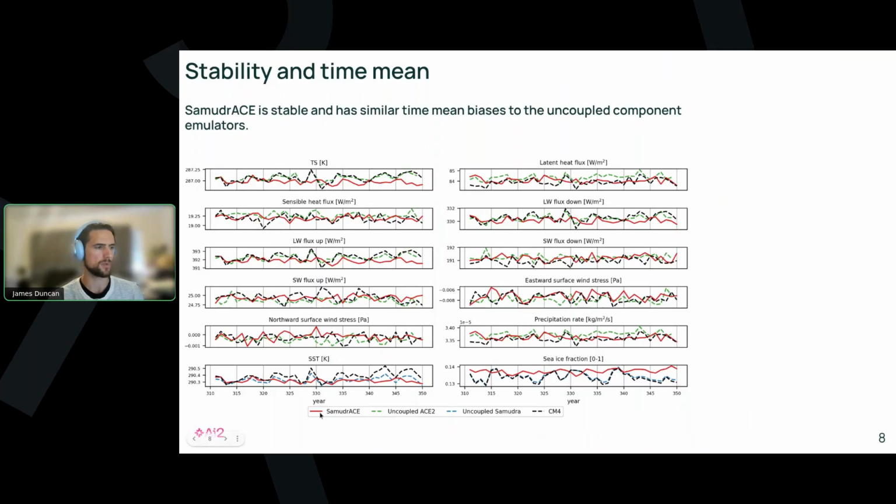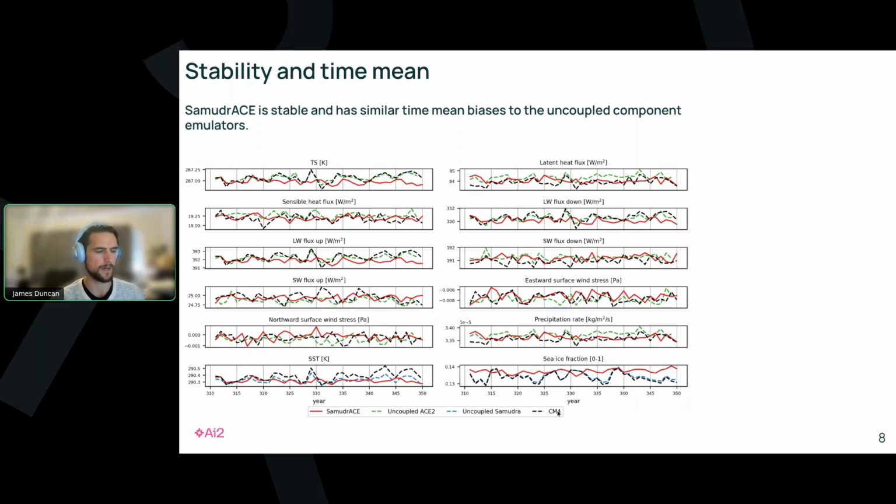So here, Samudra is shown as a red line, and then you have uncoupled ACE2 for pre-training as a green line, and uncoupled Samudra as a blue line, and then CM4, the reference simulation, is this black dashed line. And you can see, focusing here on the sea ice fraction in the lower right, that uncoupled Samudra is almost perfectly tracking the sea ice fraction global annual time mean from the reference CM4 simulation.